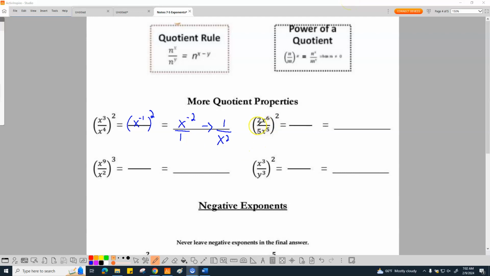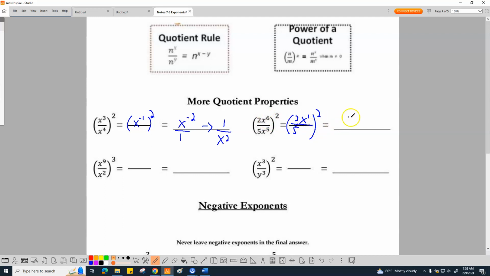Let's simplify this. This 2 over 5 can't be simplified without decimals, and we don't want that. But this x to the 6th over x to the 5th, we're going to simplify the parentheses first. So we're going to end up with 2/5, and then 6 minus 5 is 1, so we end up with x to the 1 up here. And then what's left over is the squared. I can't simplify that 2 over 5, but 6 minus 5 is a positive 1, so that x goes up here.